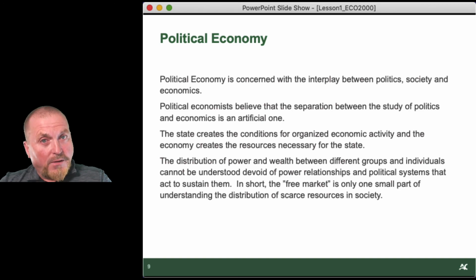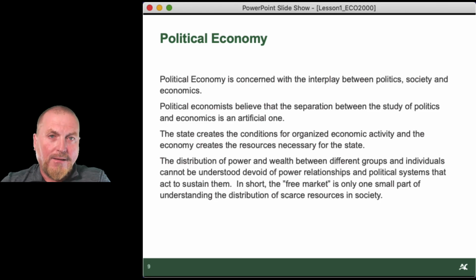Political economists, within the school of thought that I'm trained in until I moved into environmental economics over time, believe that the separation between the study of politics and economics is an artificial one. The state creates the conditions for organized economic activity, and without the state, organized economic activity could not exist. There's no such thing as a free market anywhere in the world today. A free market would be a barter system.